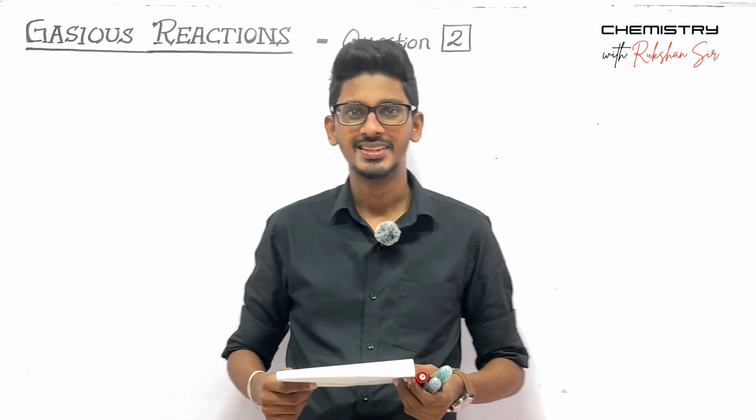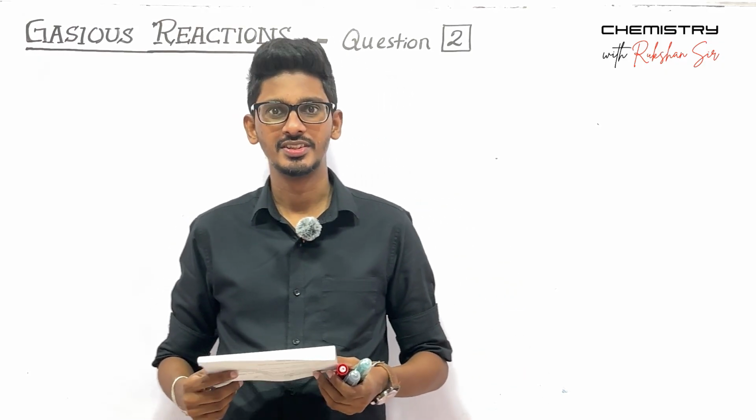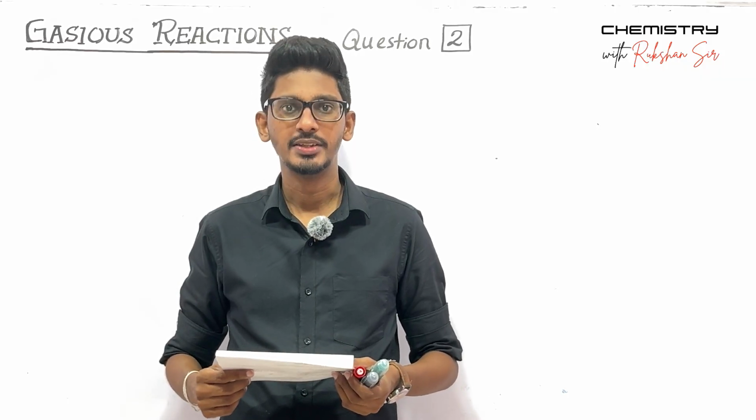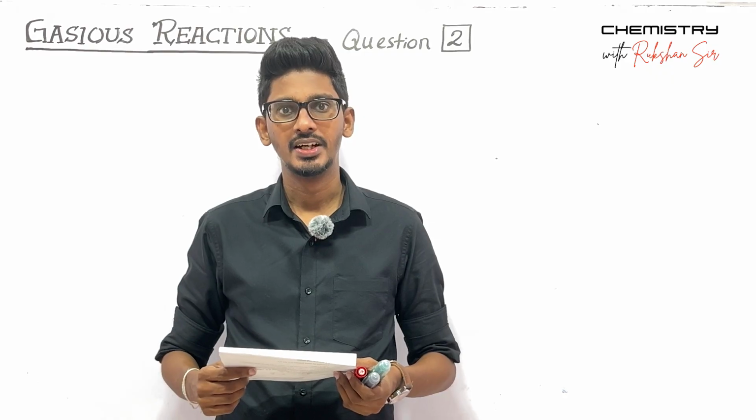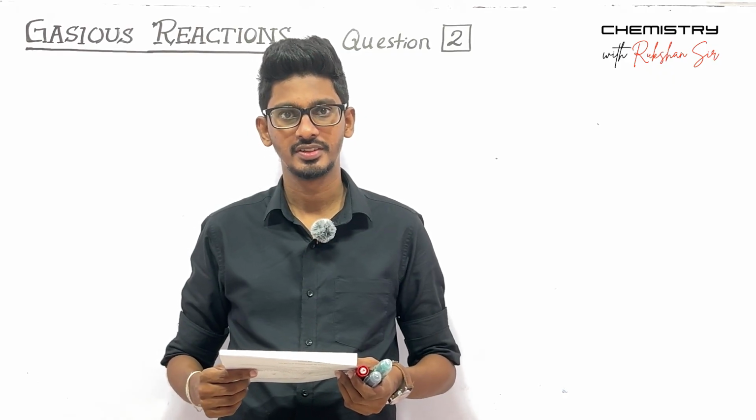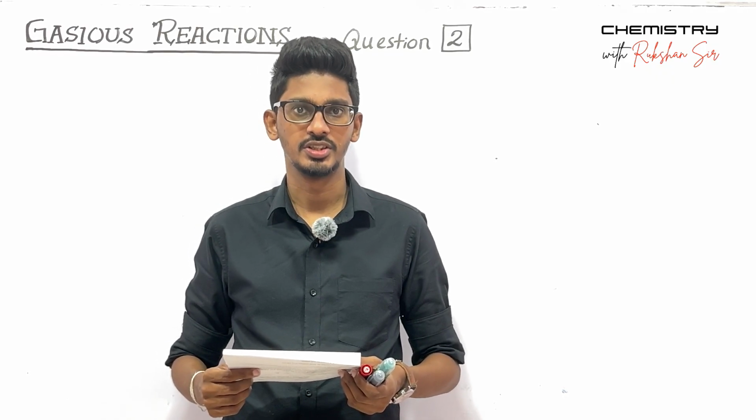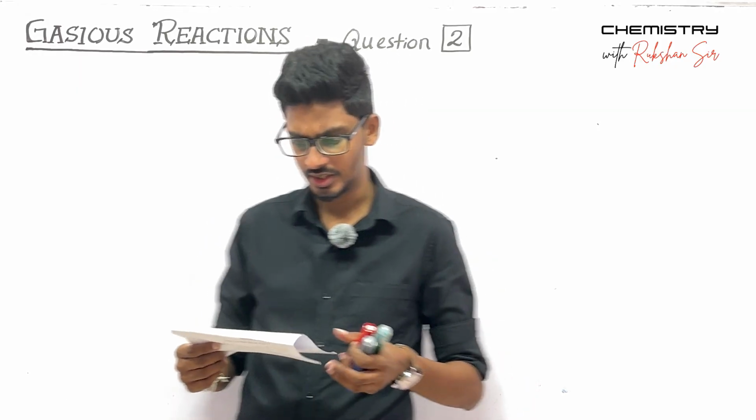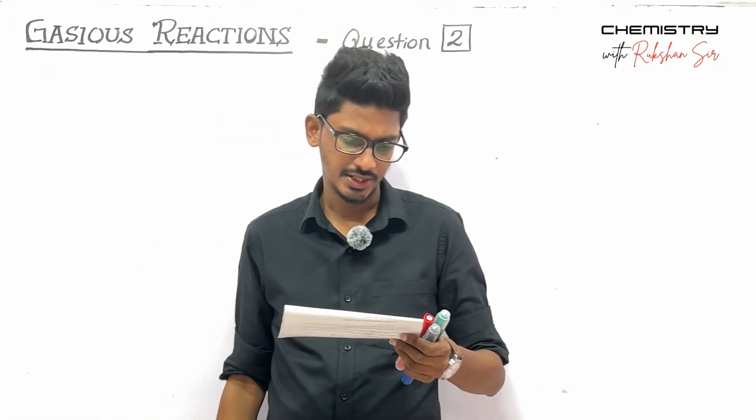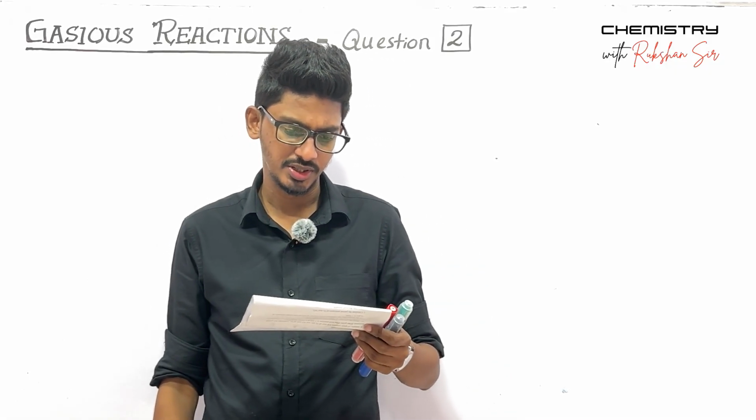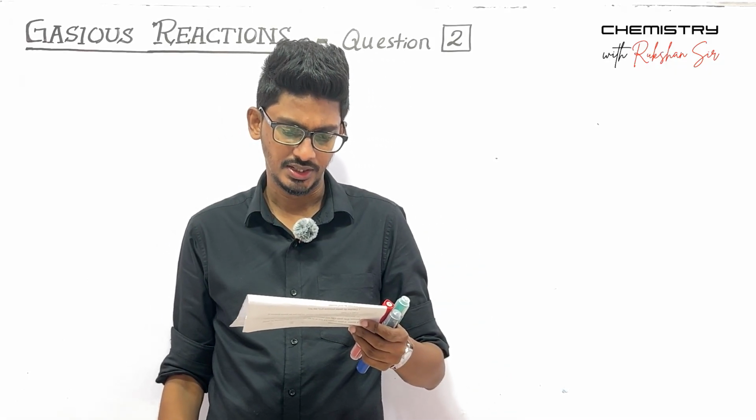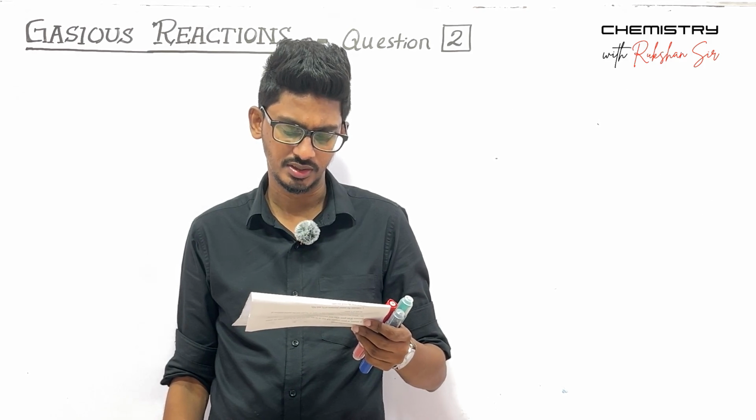Hello everyone. Let's discuss the questions on page number 12 about the gaseous reactions. Let's start with question number 2. Question number 2 says the below reaction occurs at a temperature above 100: A plus 3B gas goes to D gas.